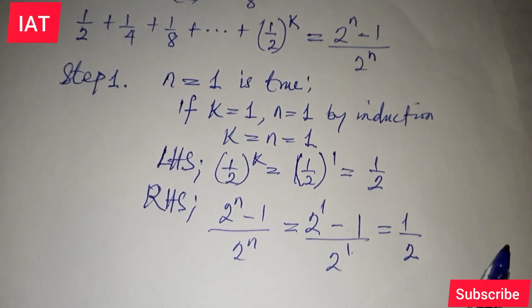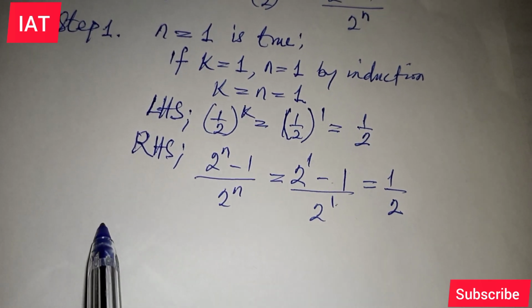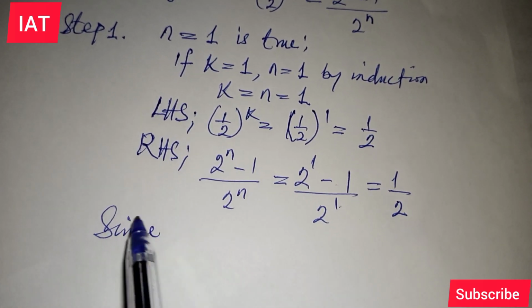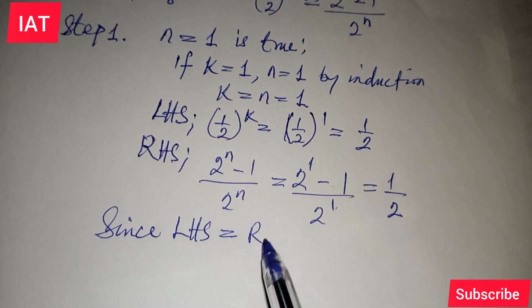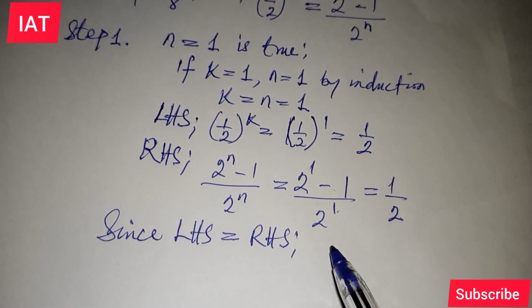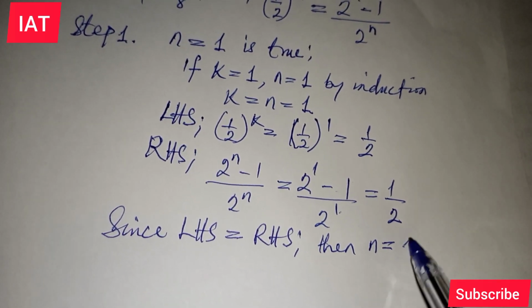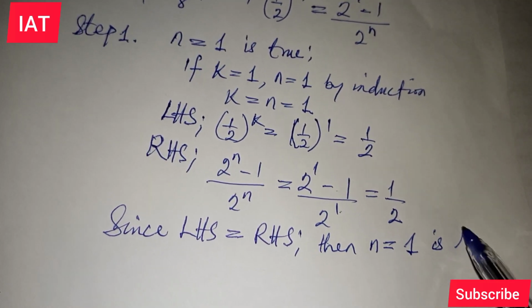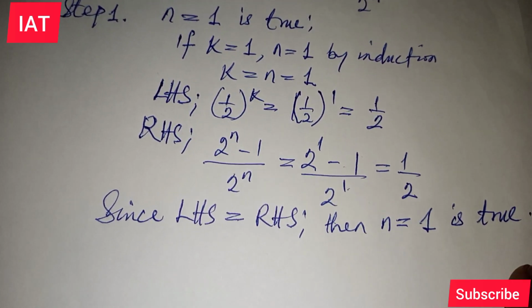So you can see that the left hand side is giving us exactly what we have at the right hand side. So since the left hand side is equal to the right hand side, then n equal to 1 is true. Alright, so we are done with that first step.